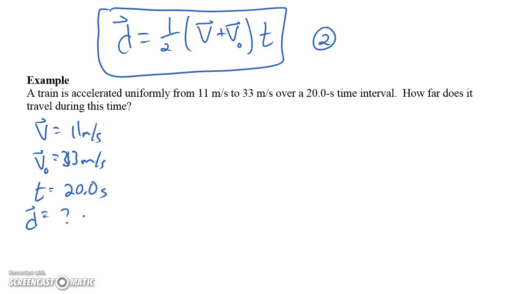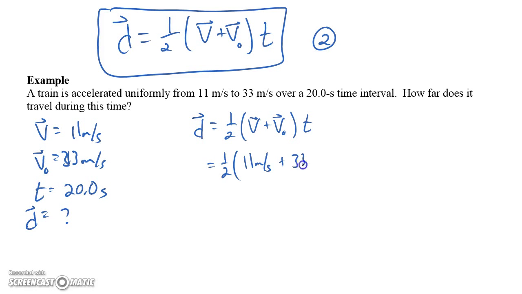Now you'll notice that displacement, we've stopped writing the delta there as well, and again, that's just because we're almost always talking about displacement, and it's always from 0 to somewhere else. So we're just simplifying our life a little bit. So let's write out our equation. Displacement is 1/2 times v plus v naught, all multiplied by time. So 1/2 times 11 meters per second plus 33 meters per second multiplied by 20.0 seconds.